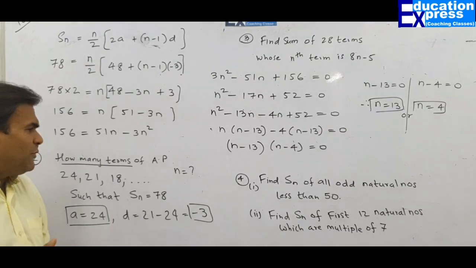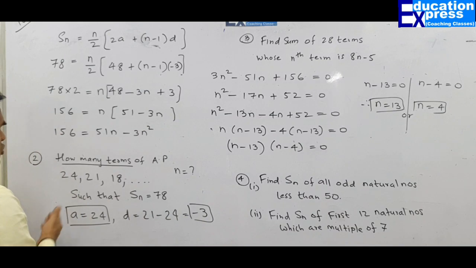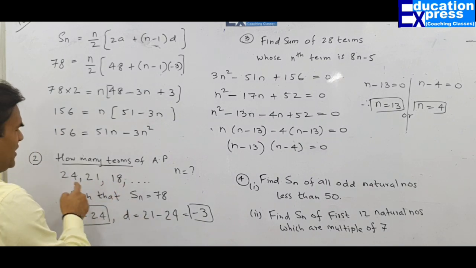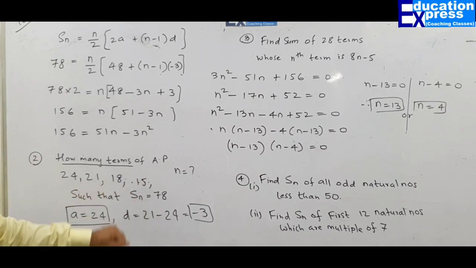But sir, how is it possible? It is possible because my d is negative. So what happens? As long as the positive terms are there, first term, second term, third term, and we know that the fourth term is going to be 15. So when you add these 4 terms, you will surely get 78.